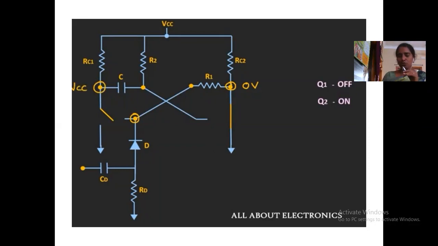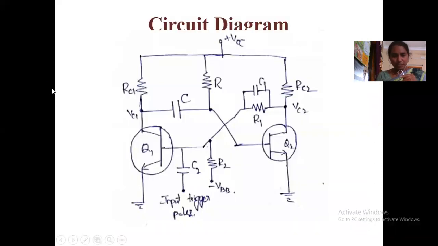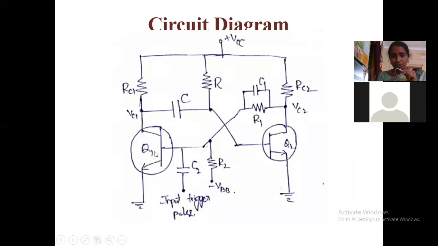So due to the open circuit, voltage across the capacitor will not appear across the base to emitter of Q2 transistor, right? So now, if you want to change the stable state of the monostable multivibrator, we have to apply the external triggering pulse, right? So here we are giving positive trigger pulse, input trigger pulse through a capacitor to the transistor Q1. By this signal, we can change the state of Q1 and Q2, right?